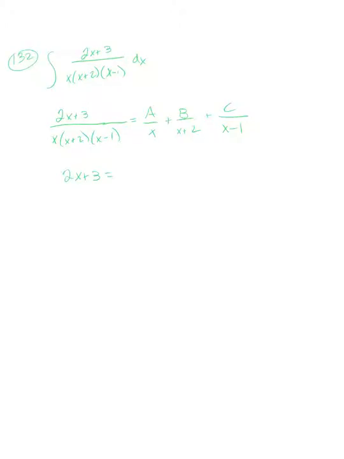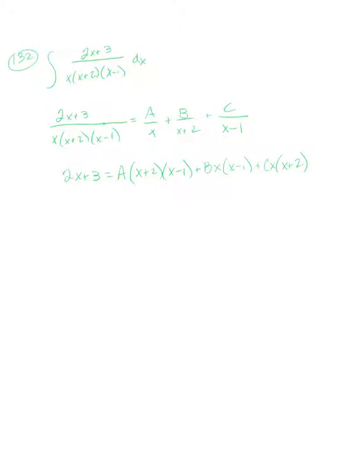And on the right, when I distribute my common denominator to the A fraction, the x's will cancel. So I have A times (x + 2) times (x - 1). When I distribute to the B fraction, the (x + 2)'s cancel, so I have Bx times (x - 1). When I distribute to the C fraction, the (x - 1)'s cancel, so I have Cx times (x + 2).